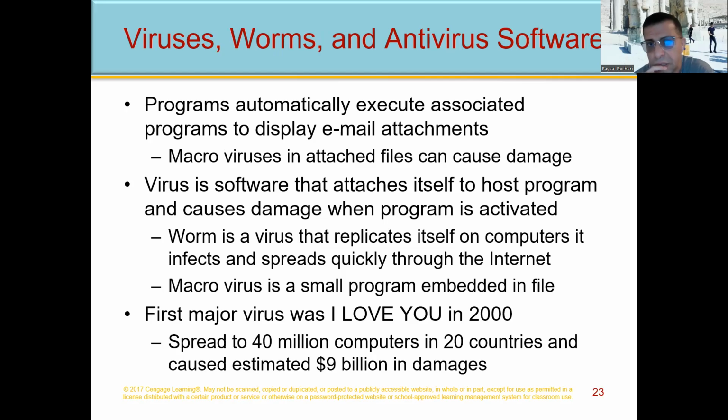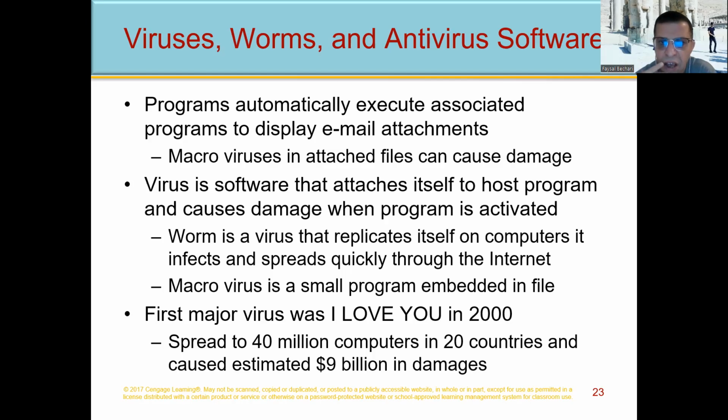To stop all these threats, we have viruses and antiviruses for them. So we have viruses, worms, and then you have antivirus software. Programs automatically execute associated programs to display email attachments. So we click on the attachment and a program runs. A macro virus is attached to files and can cause damage. These days, there are other viruses that you don't even need to execute or open. It works especially on mobiles.